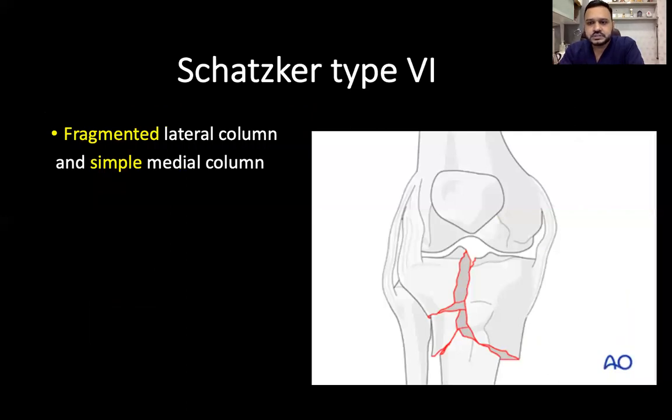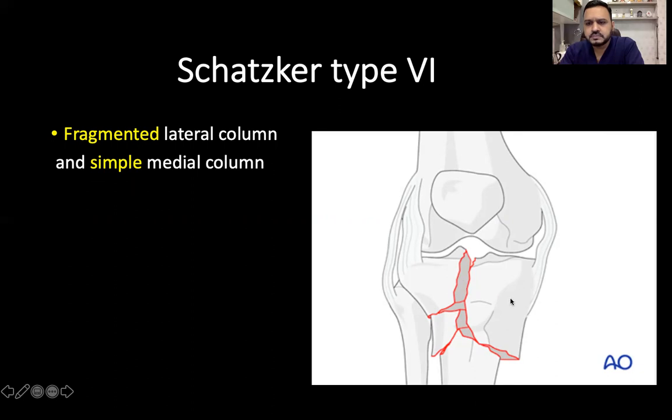Schatzker type 6 fractures are usually, like I said in type 5, the continuity between the shaft and joint has gone because everything is comminuted over here. But if you analyze it with a good CT scan, you will find that the medial condyle is usually a simple fracture. It's a major chunk and a simple fracture.